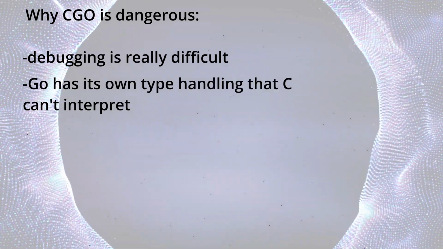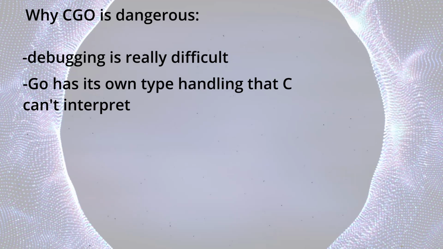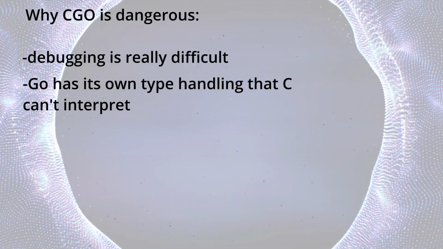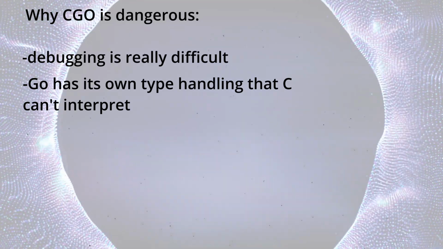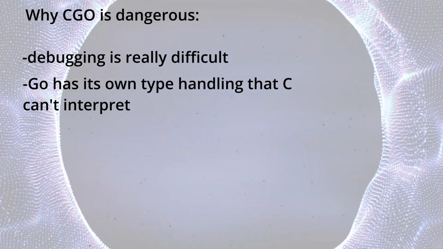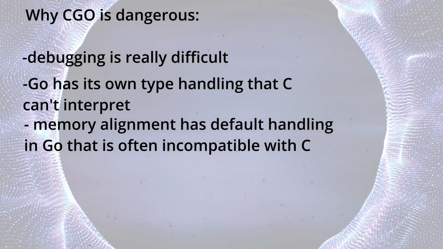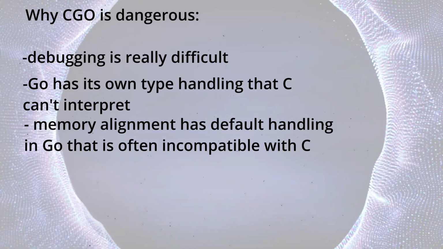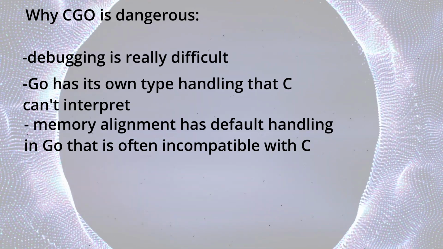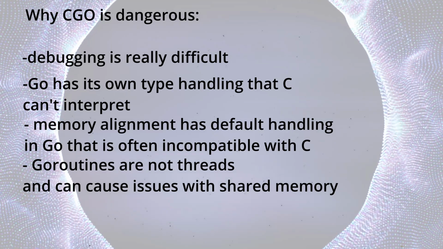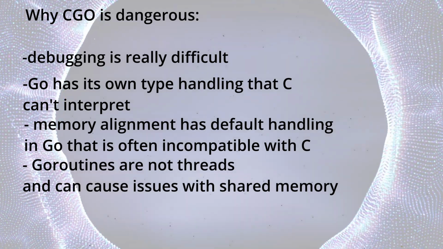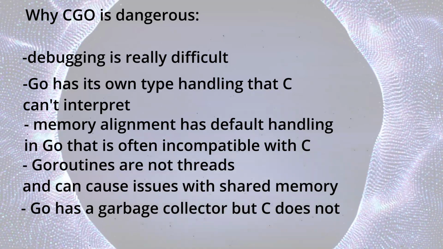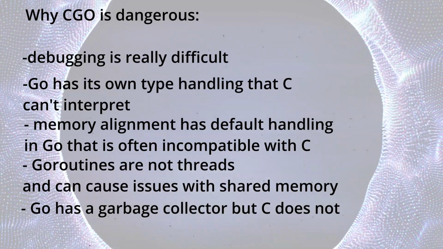Go has its own way of handling types. Even an integer in Go is not the same thing as what's in C. Go even has slices and its own take on arrays. At the end of the day, it's just best for Go to be as far away from its own types as possible. Memory alignment is also a major issue here. Go usually handles these things behind the scenes, and it's not very friendly to manual alignment, which could cause a lot of issues. Go routines also make things more complicated. Shared memory between Go and C can be an issue. And then of course the obvious that Go has its own garbage collector and then C doesn't. So you'll have to decide as a developer between the two.